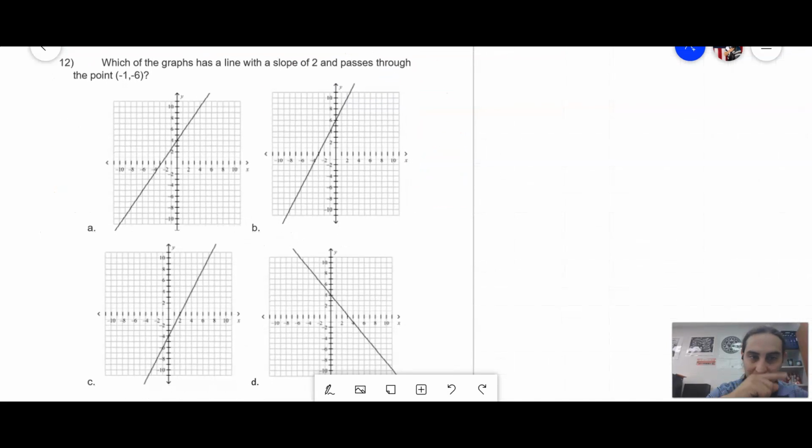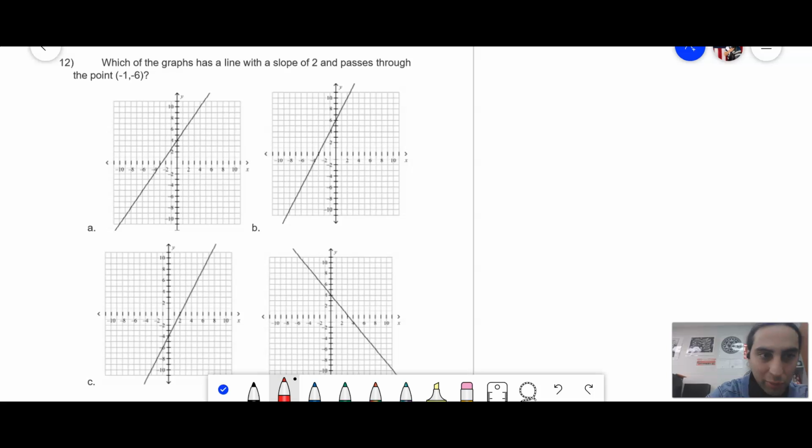Last but not least, which of the graphs has a line with a slope of 2 and passes through point -1, -6? First, let's look for that point -1, -6. So it looks like A does not have that point. B does not have that point. C has that point, and then D does not have that point. So it looks like there's only one answer right now.